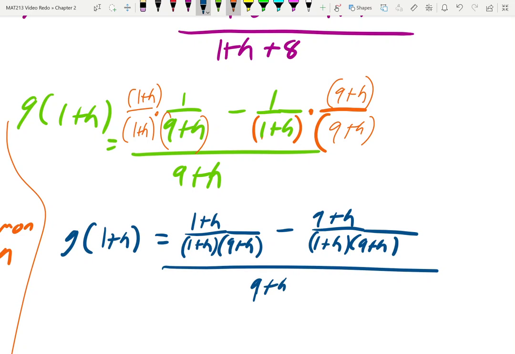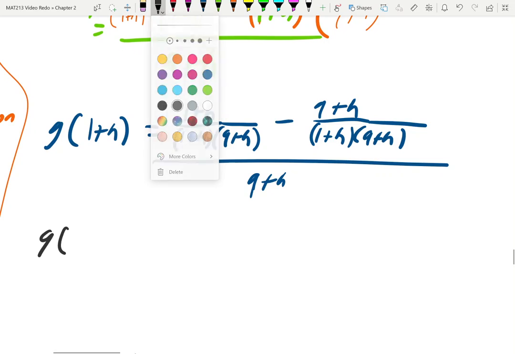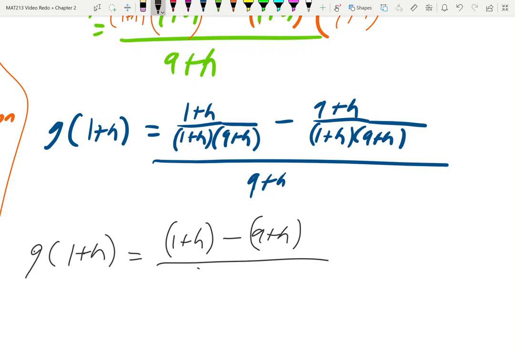Now please notice, every line is mathematically equivalent. Pieces are not coming and going. Every line has that 9 plus h in the very bottom dividing. It's got to be equivalent. No random numbers just appearing on the page. Now notice, in the numerator, we've got common denominators, so we are going to rewrite this. g of 1 plus h equals, now here, it's 1 plus h, minus 9 plus h, all over 1 plus h times 9 plus h, right?